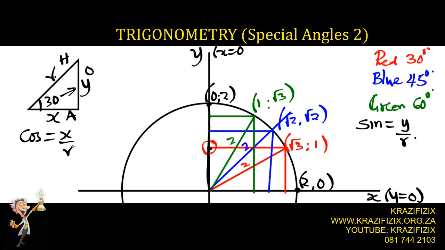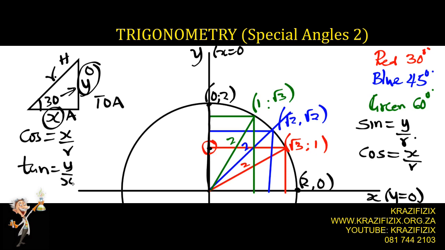Adjacent over hypotenuse. So let's come here and write it there. Cos is x over r. What about tan, which is TOA? Y over x. Lovely. We have all our trig ratios now set. Having done all this, we can then find the value of all our angles.